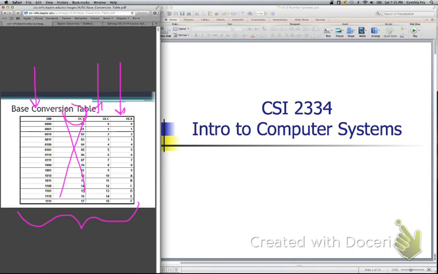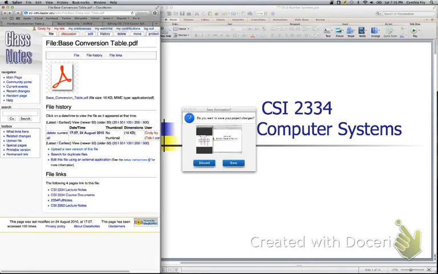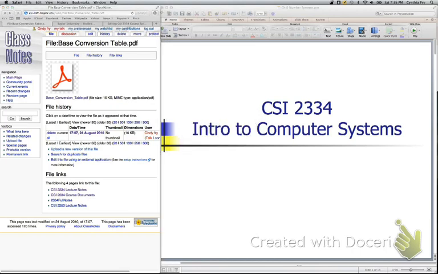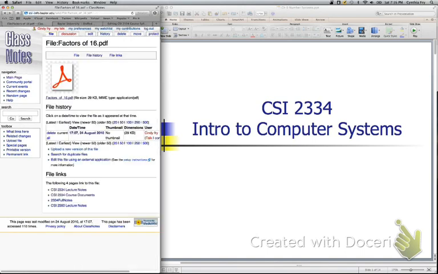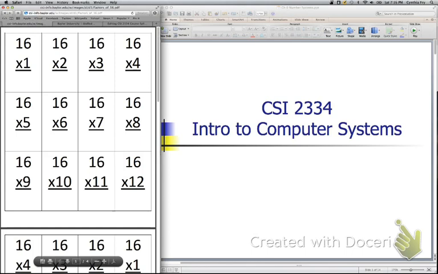All right, so let me show you the rest of this. Let's go back to the notes. Here we go. Factors of 16. Let me show you this one real quick also, just because this is kind of cool. I've laid this out in flashcards. Now, why is this important? Let me just make a note real quick right here.